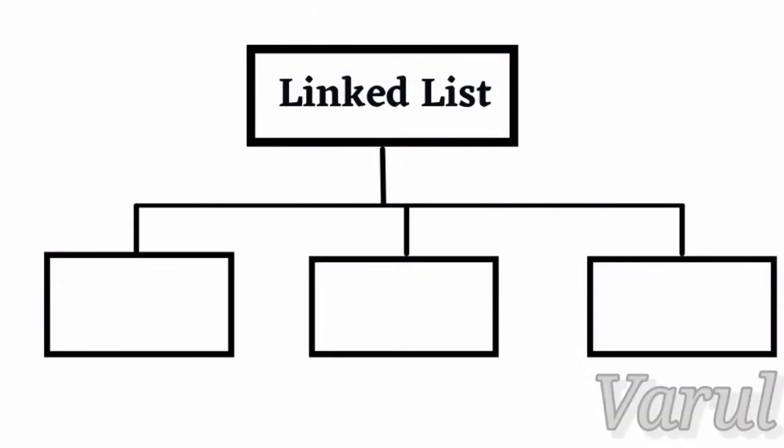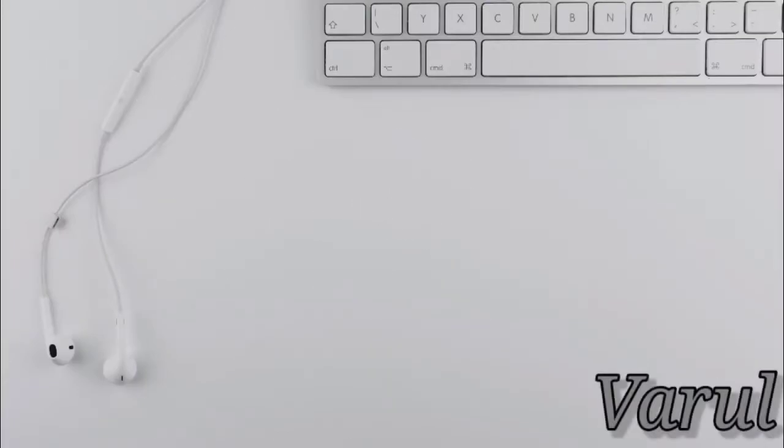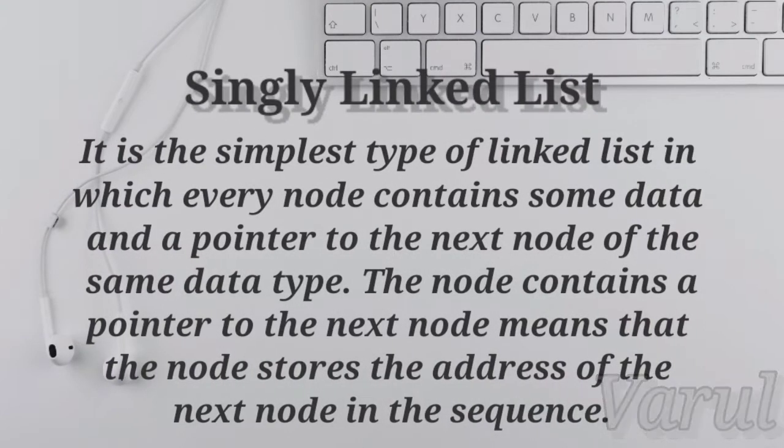Guys, let's move on to the types of linked list. Linked lists are of three types: singly linked list, doubly linked list, and circular linked list. Singly linked list contains nodes which have a data part and a link part, that is next, which points to the next node in the sequence of nodes.